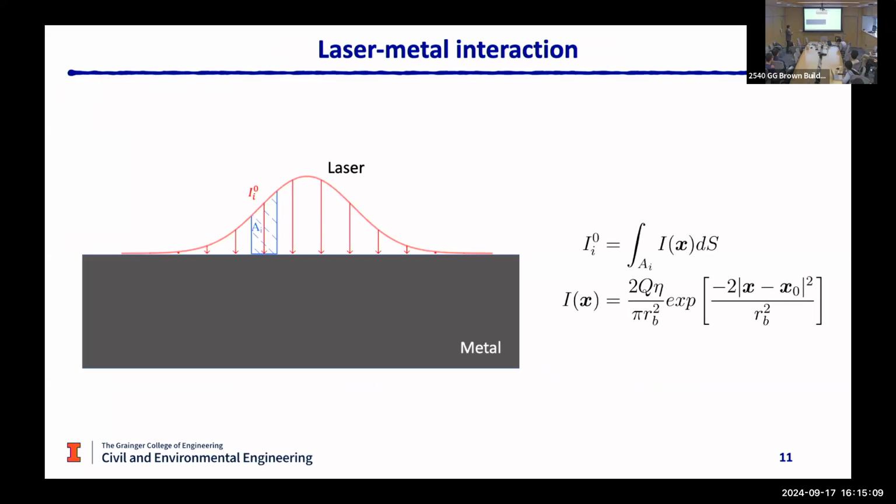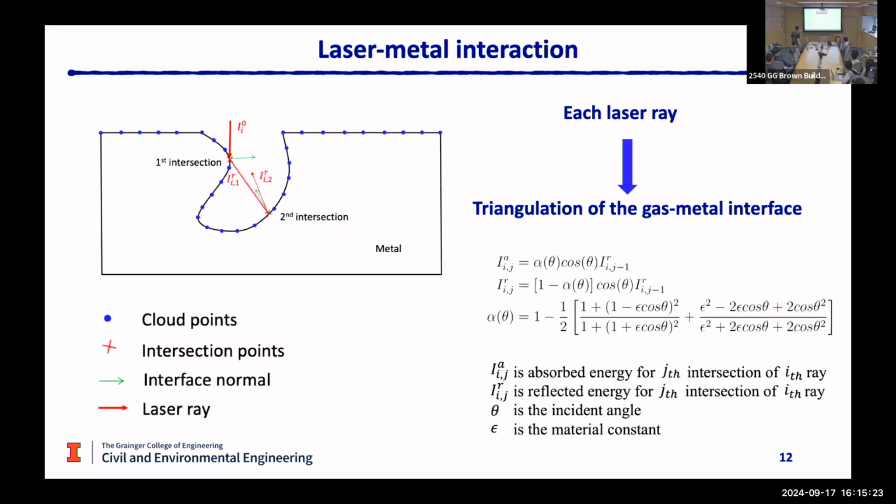So what we do is as follows, right? For a given laser profile, this depends on which laser model you use, right? We divide the laser profile into multiple rays. And for each ray, we will track all the intersection points between the ray and the gas metal interface. Now again, it's very simple. Your gas metal interface is represented by a bunch of triangles, right? So this ray tracing can be done in a purely geometrical way, which is truly simple.